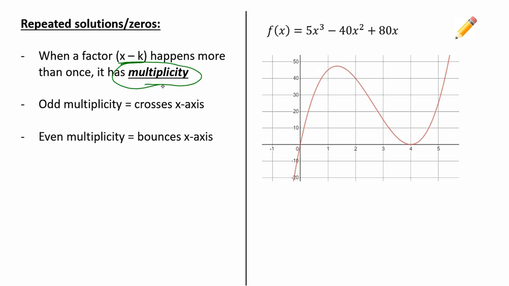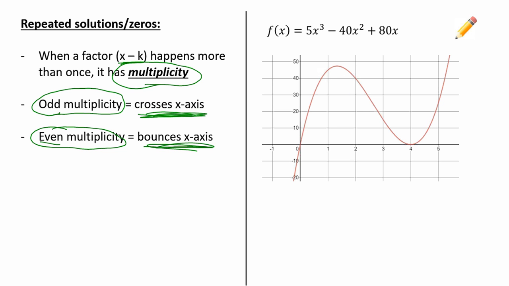As far as a graph goes, if it crosses the x-axis, then that value has odd multiplicity, usually 1. It could be 3, it could be 5, but usually it's 1. If it bounces off the x-axis, then it's got some kind of even multiplicity. Even means it can happen an even number of times.